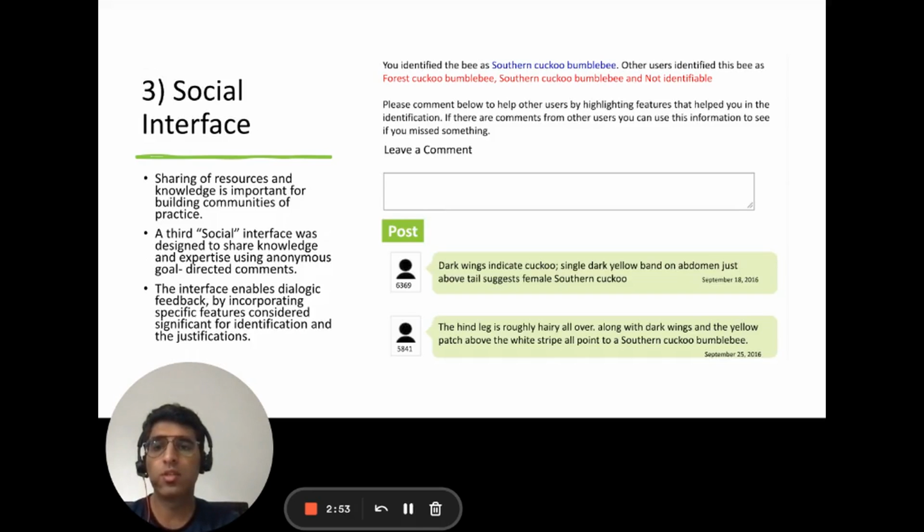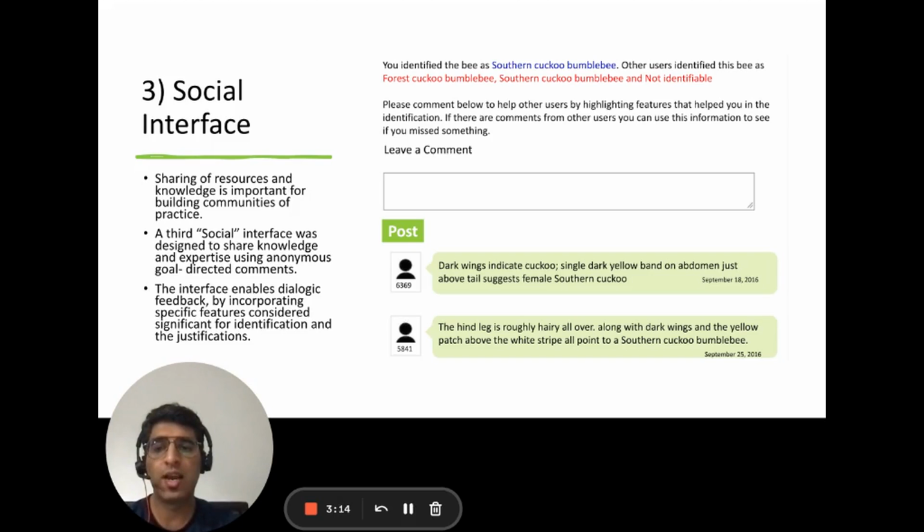Sharing of resources through communication is important for building communities, and projects use this method to capture expertise and to provide opportunities for experienced individuals to guide others. We designed a third interface whereby members of the group could effectively communicate their knowledge using anonymous, goal-directed comments.